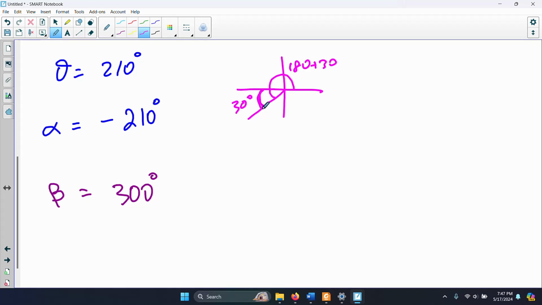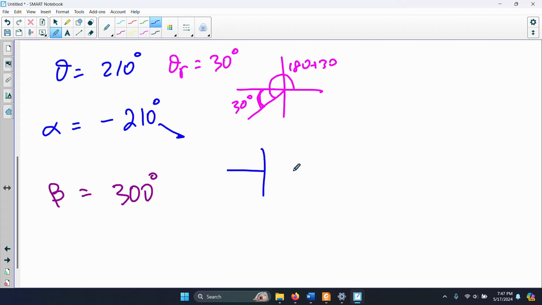Notice how I'm referring to the nearest x-axis. So in this case, this reference angle is actually 30. Again, it doesn't matter that it's below the x-axis or above the x-axis, it's 30. Okay. Now, how about the next one? So this one right here.